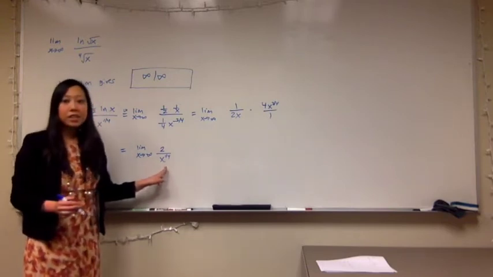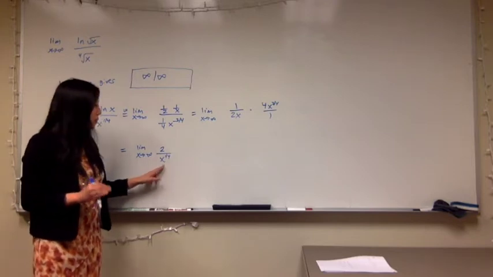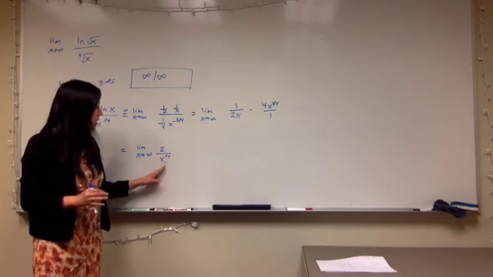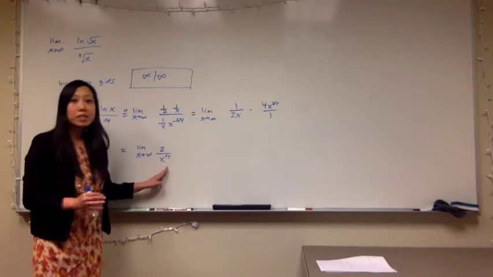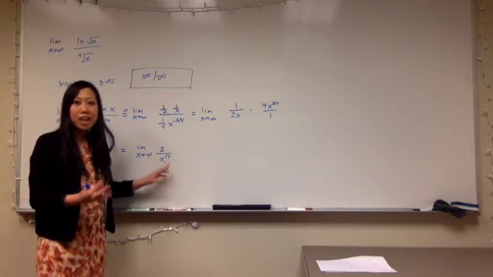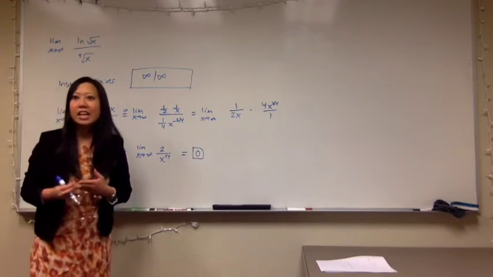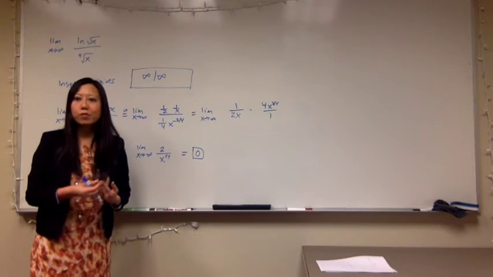Now when I find the limit, I know that if I have 2 over some x to the 1/4, where x is getting larger and larger, so if that denominator is getting larger and larger, then I know that this fraction is getting closer and closer to 0. Again, don't plug infinity in. We cannot evaluate x to the 1/4 at infinity.